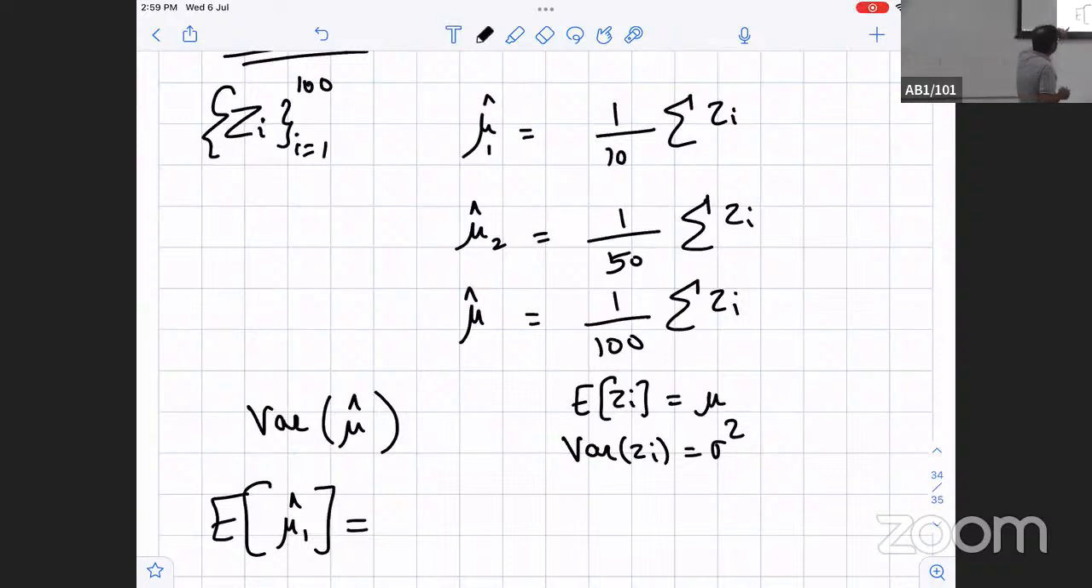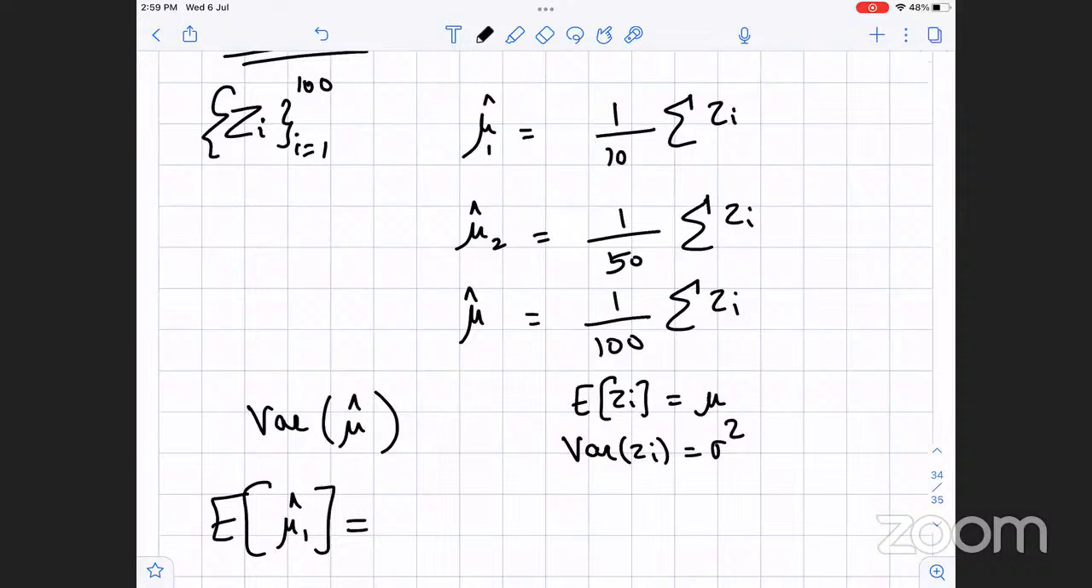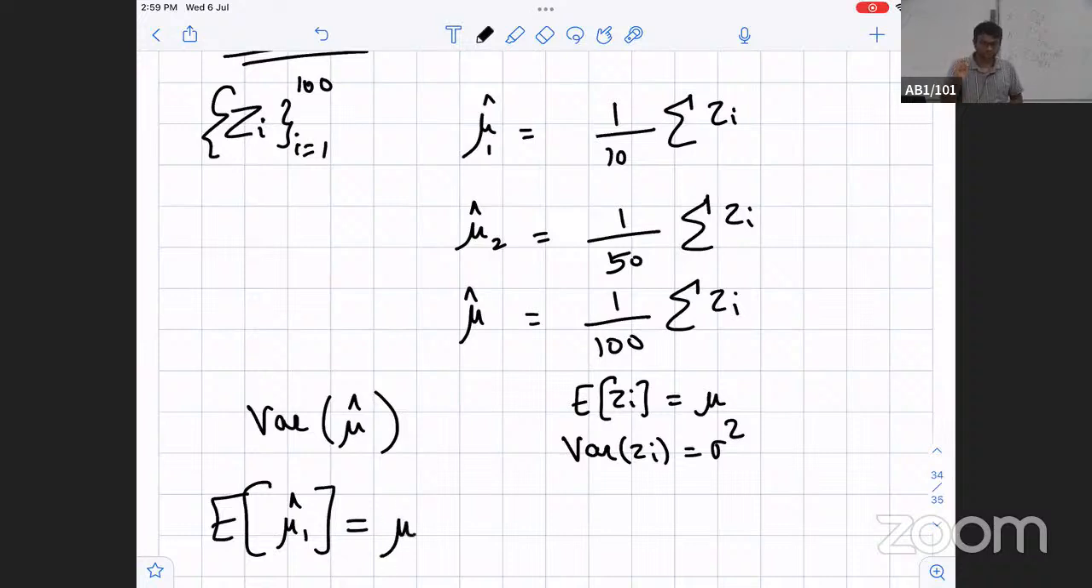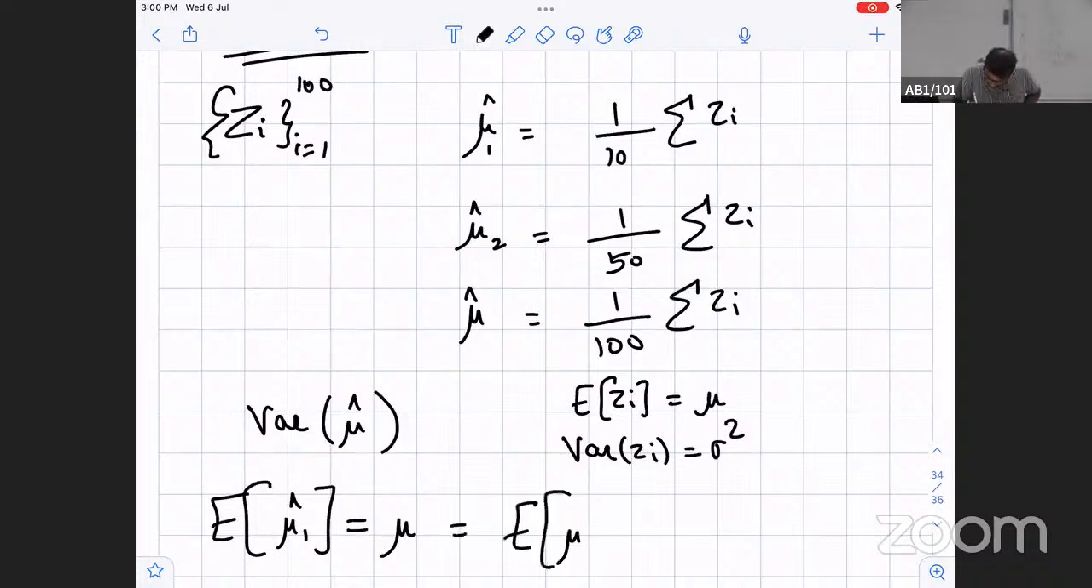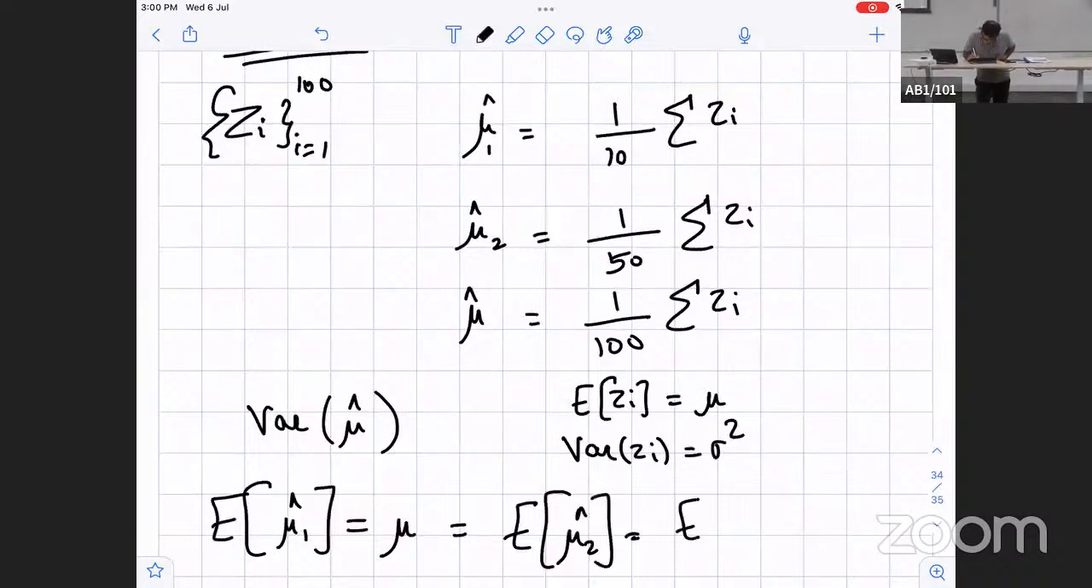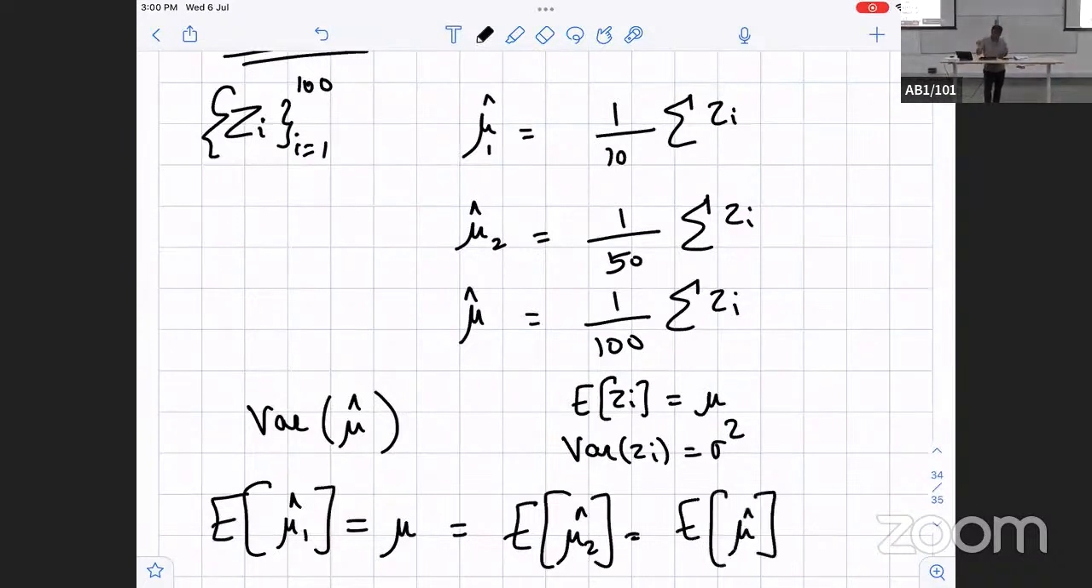Remember, by taking 10 samples, I have got some value. So what is the expected value of mu1 hat? The online audience is saying mu, but what about the people here? Is it mu or something else? Let's see. It's mu, right? So this is the expected value of mu1. In fact, the expected value of mu2 hat is also mu, and the expected value of mu hat is also mu. All these things are fine, right?